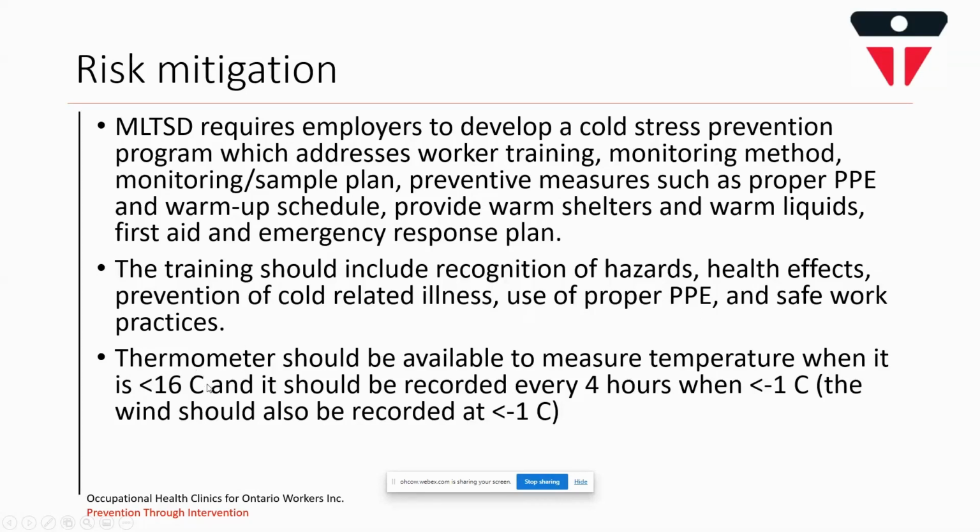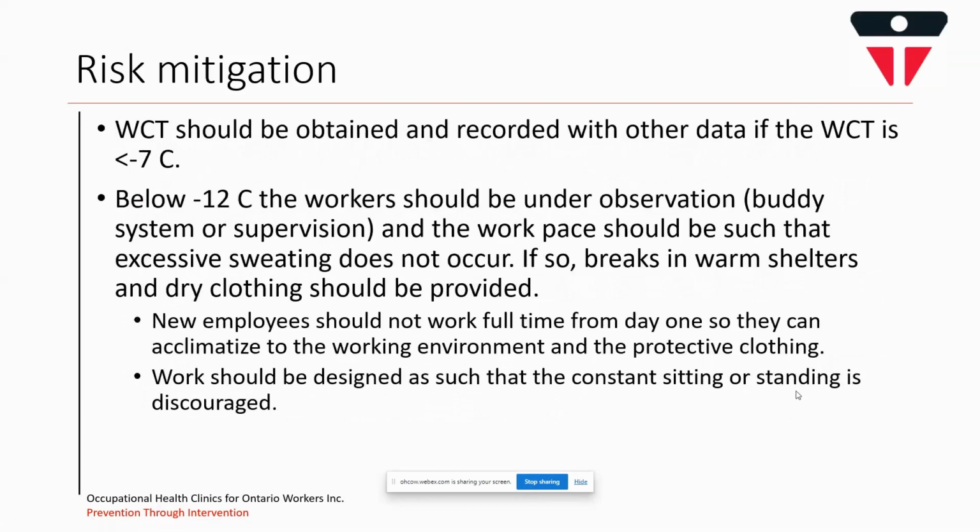So when do you need to measure temperature? It is also stipulated in the Act that if the temperature is less than 16 degrees C, there should be a thermometer at the workplace. And if the temperature is less than minus 1 degree C, it should also be recorded every 4 hours. So wind chill temperature should be obtained and recorded with other data if the wind chill is less than minus 7.